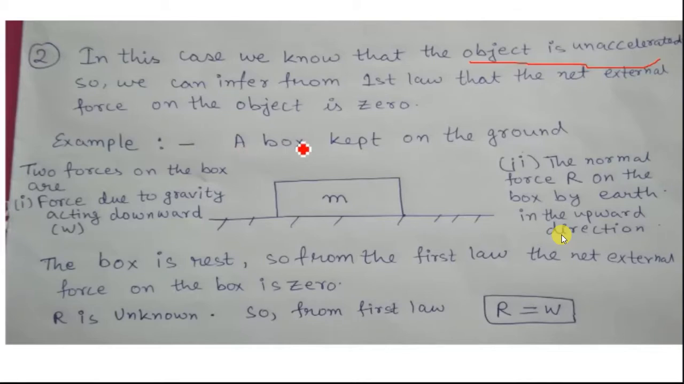Example: a box kept on the ground. The two forces acting on the box are the force due to gravity, which is acting downwards, and the normal force R on the box by the earth in the upward direction. The box is at rest, so from the first law, the net external force on the box is zero. So we can find the value of R using the first law, which comes out to be R equal to W.